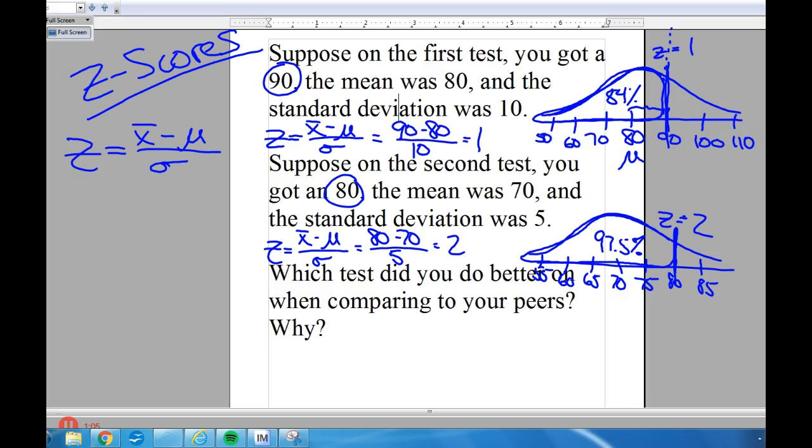If you just look at the raw score, 90 was better than 80. But if I look at compared to your peers, who actually did better? Or which test did you do better on? You did better on the second one because you're better than almost everybody. And here, you still did really well, but you're not better than the same percent.